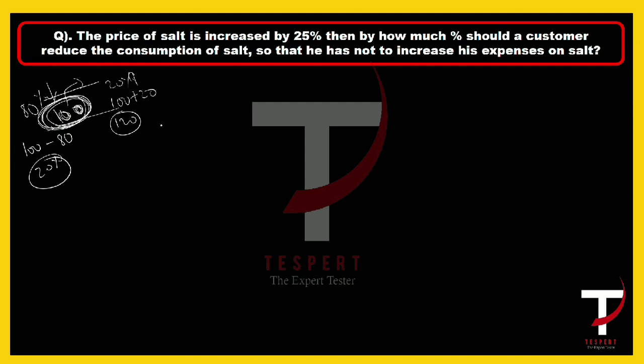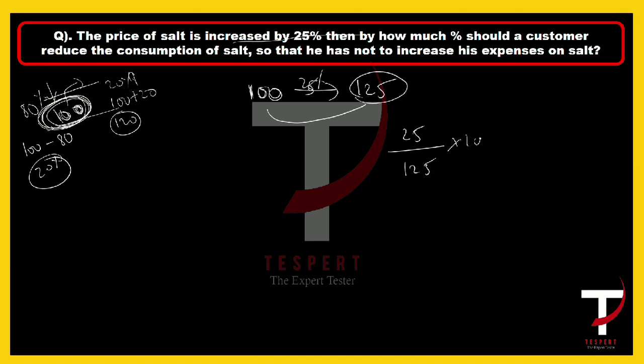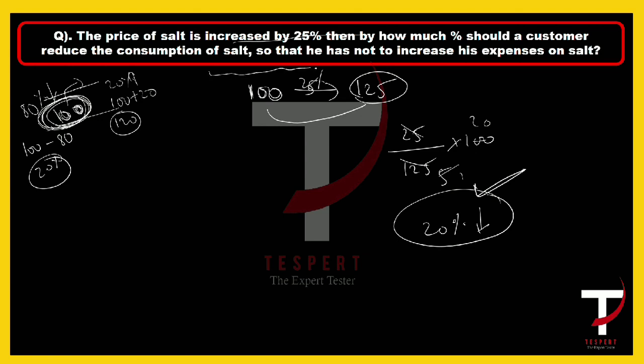The reference point must be 100. So let's proceed to this question. The price of salt is increased by 25%. So initially let us assume the price to be 100, but it increased by 25%. So 100 plus 25, which is equal to 125. Now what is the question? By what percent should a customer reduce the consumption of salt so that he has not to increase his expenses on salt? So what's the difference here? 125 minus 100, 25, and we are comparing that with 125, right? 25 by 125 into 100. So just calculate, 5 fives are 25, so 20% decrease. So if a customer reduces the consumption of salt by 20%, there is no need to increase the expenses on salt, right?